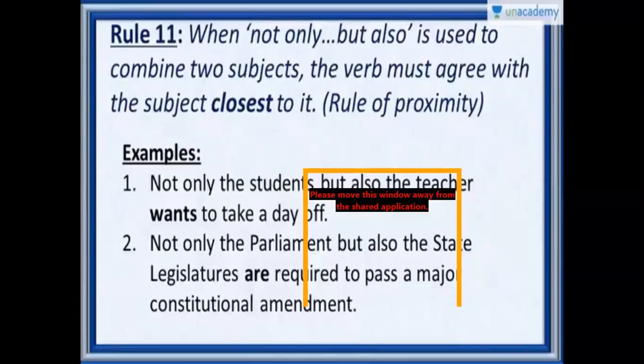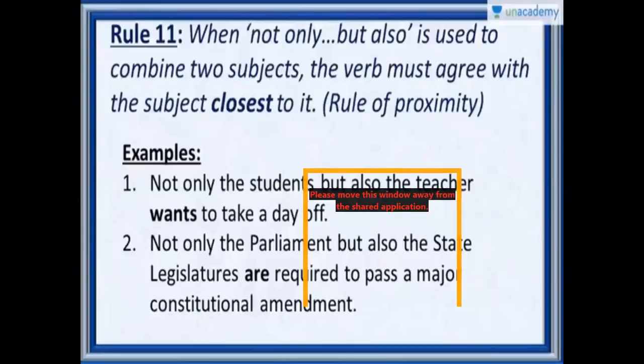See, if you have not only but also, when it combines two subjects, the verb must agree with the subject close to it. Now see here, not only the students but also the teacher. What is the rule? If there is not only but also, you have to look at the subject near the but also. If that subject is singular, the verb will be singular. If the subject is plural, the verb will be plural.